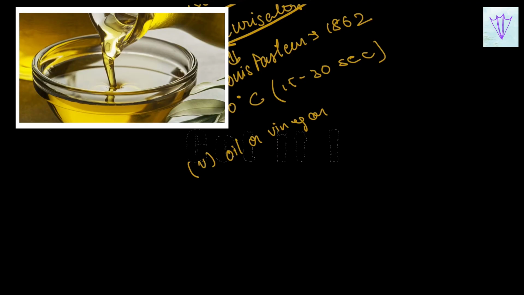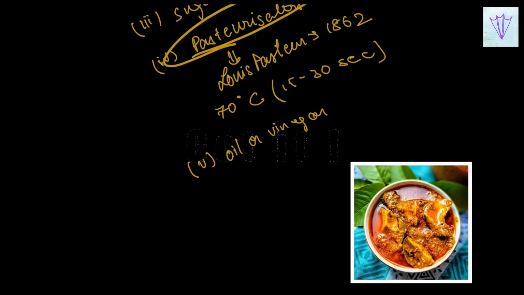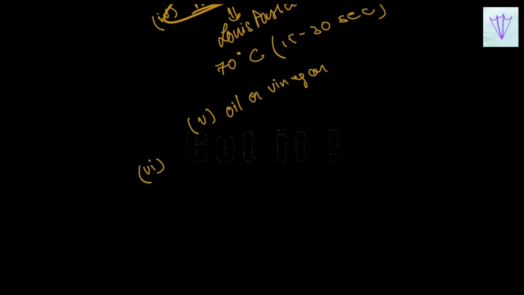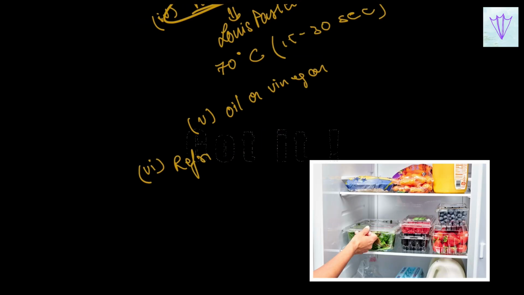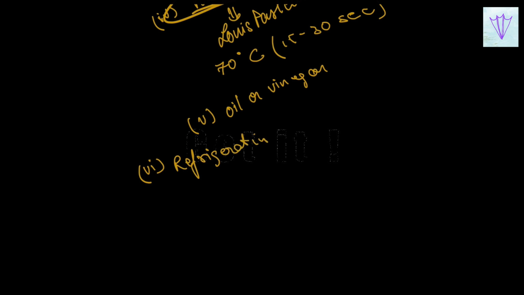The use of oil and vinegar prevents the spoilage of pickles because bacteria cannot live in such an environment. Next, food can also be stored by refrigeration or cold treatment. It is a very effective method of preservation. The growth of microbes is retarded at low temperatures, so the temperature inside the refrigerator helps to preserve the food for a long duration.